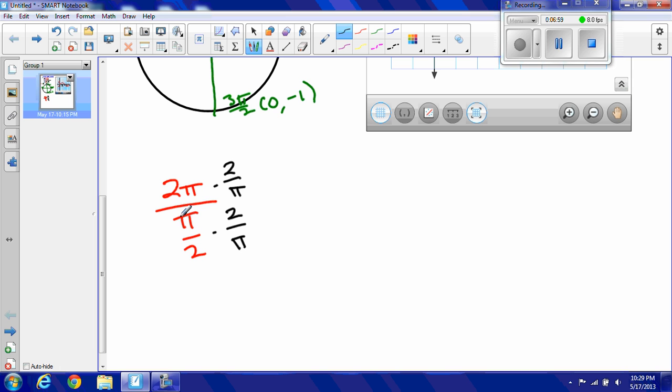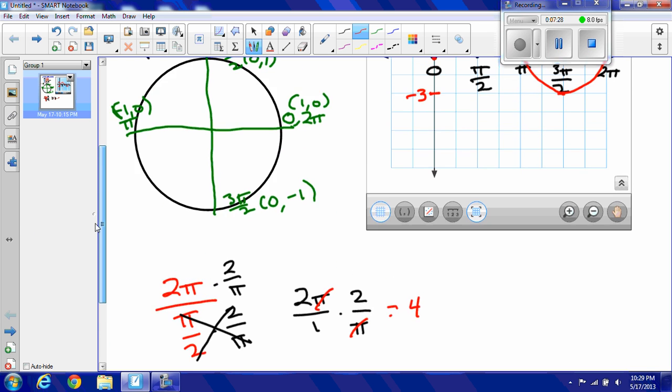This cancels out and becomes 1. So now I have 2 pi times 2 over pi. So let's just write it here, 2 pi, and I'll put it over 1 so you can see the fraction, times 2 over pi. Well, as you can see, my pi's are going to cancel out, and I'm going to be left with an answer of 4. So the period of my transformed function here is 4.